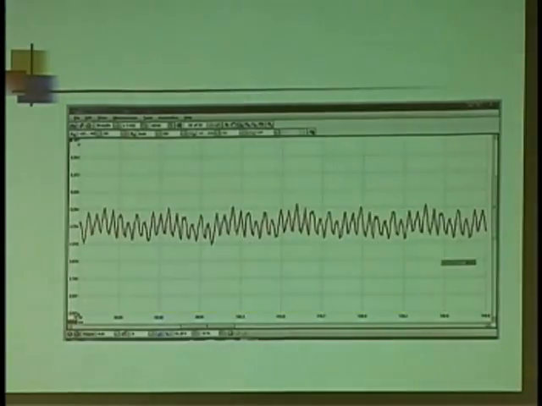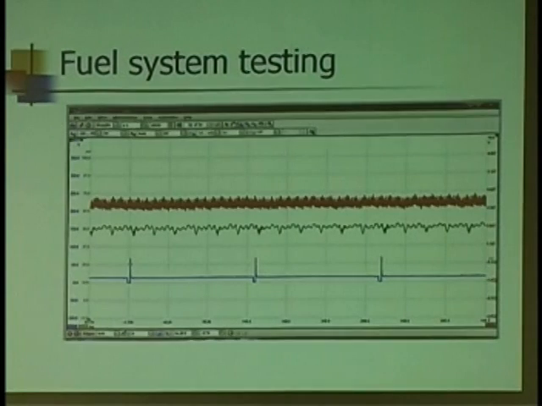Right. There. Now with my transducer, I don't have to use that anymore. If I'm going to hook my mechanical gauge up, I might as well hook this up.